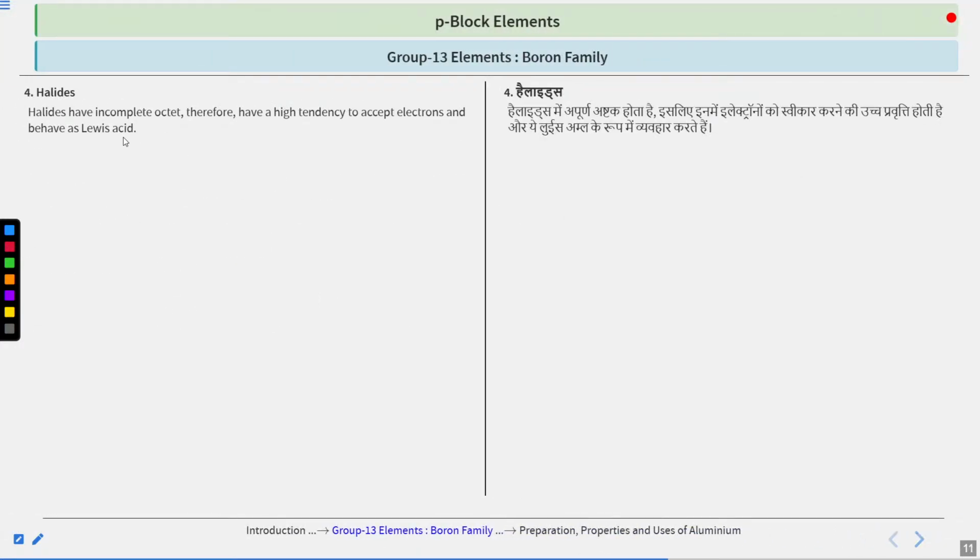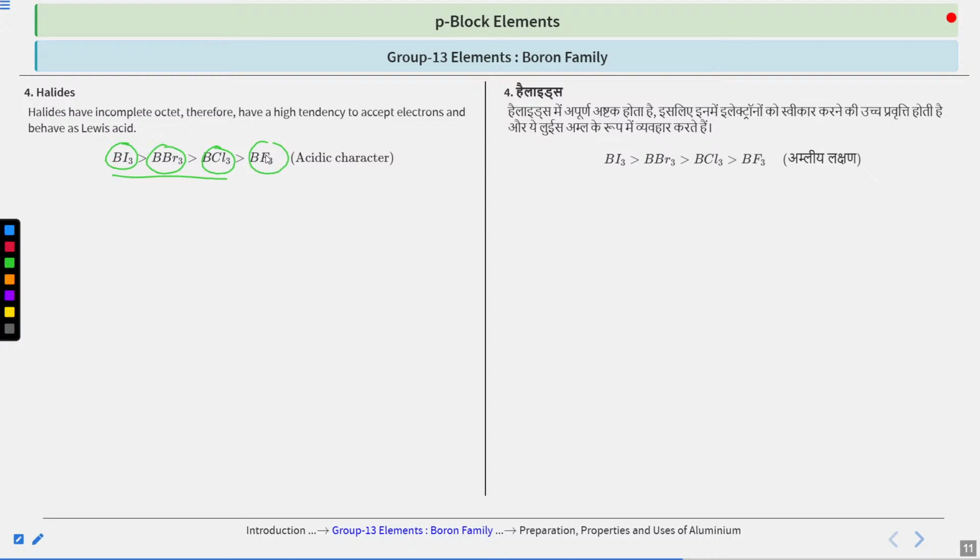Next we talk about halides. So the halides of boron have an incomplete octet. So see, we have an incomplete octet in each of these. Now the acidic character is increasing: first BI3, then BBr3, then BCl3 and BF3.